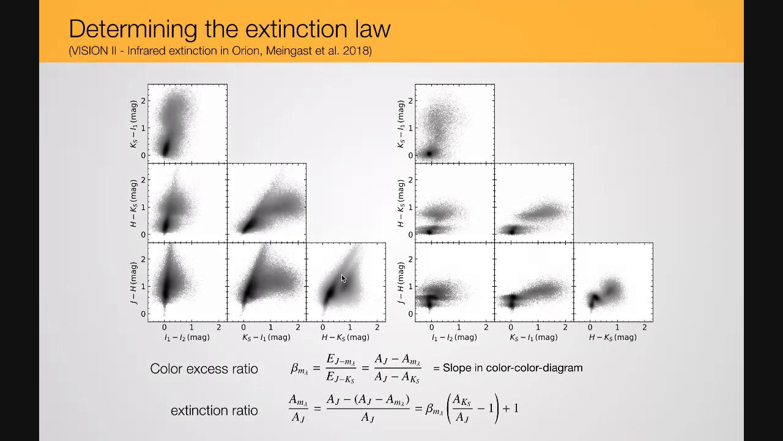To characterize the extinction, we use this beta parameter, which is essentially the slope in the color-color diagram. This slope is also directly proportional to the extinction ratio. So you fix your amount of extinction at a certain wavelength, then the measured slope gives you the extinction ratio. We use this as a proxy to study the extinction law in Orion A.